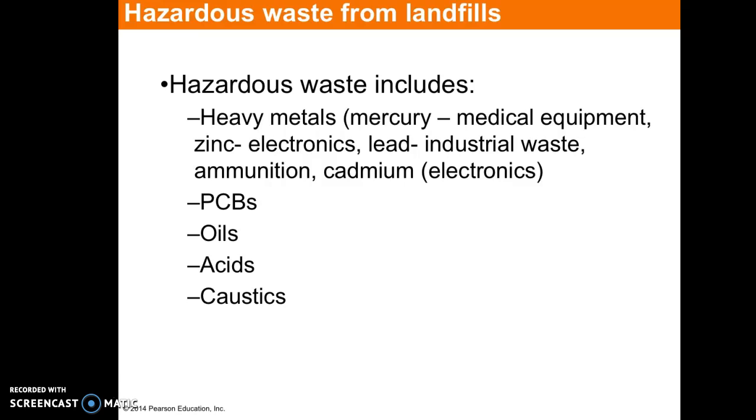So some of the most hazardous waste include things like heavy metals. So things like mercury can come from old medical equipment. You can get zinc from electronics, lead from industrial waste and ammunition, and cadmium from electronics. We can also get things like PCBs, which are endocrine disruptors, so they disrupt the hormones in your system. Different oils, different acids, and different caustic materials can all come from landfills and other industrial waste.